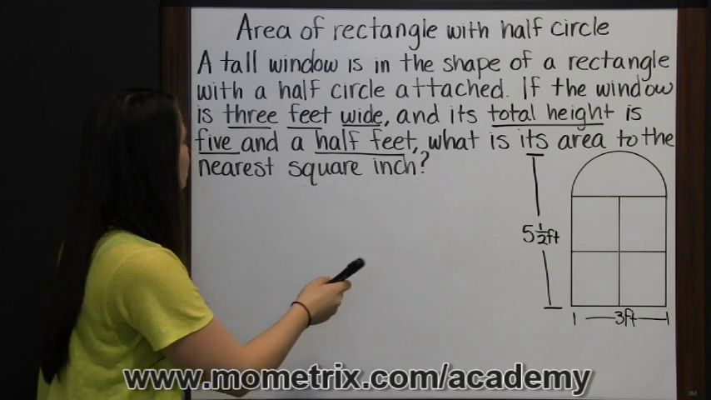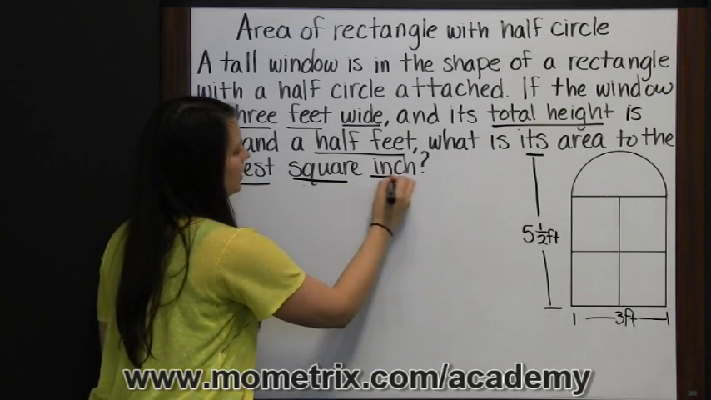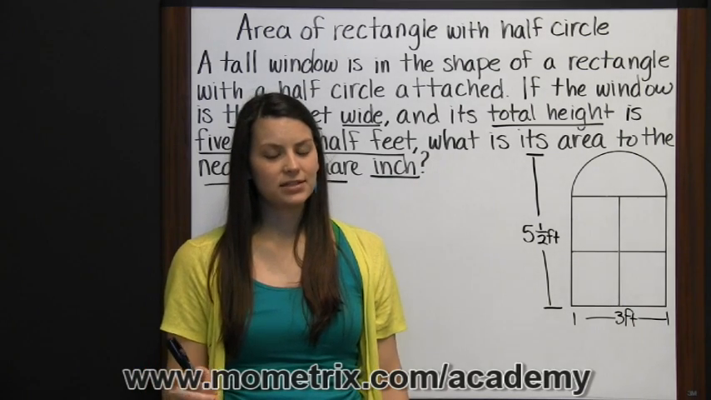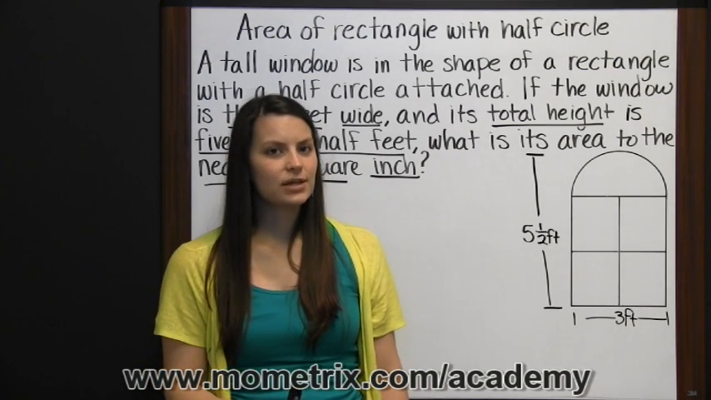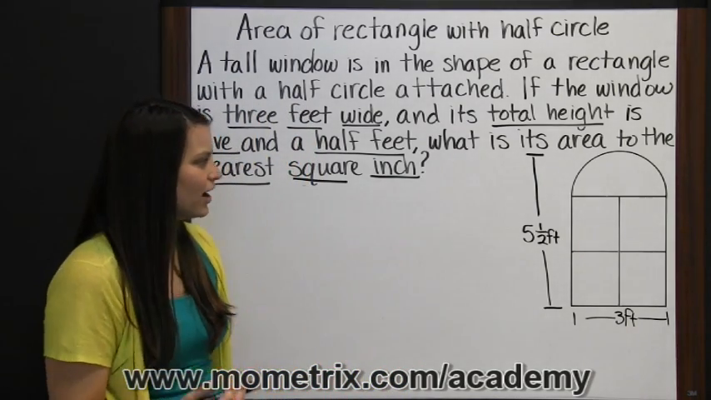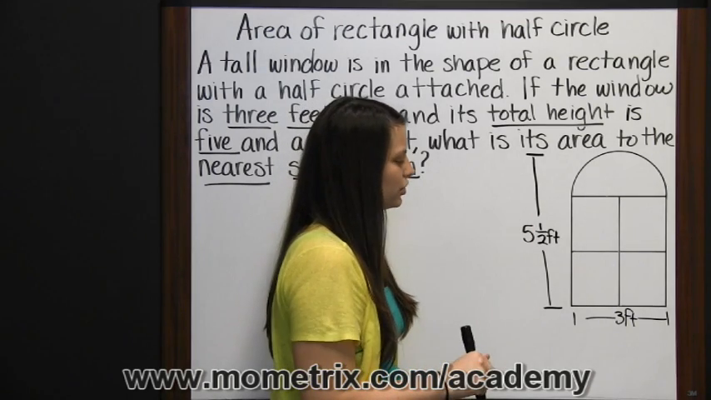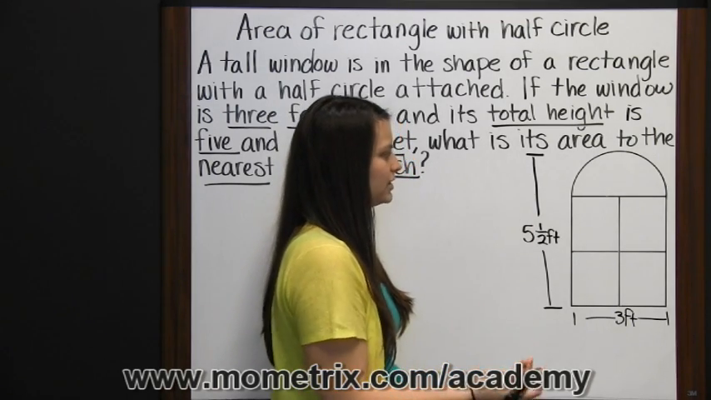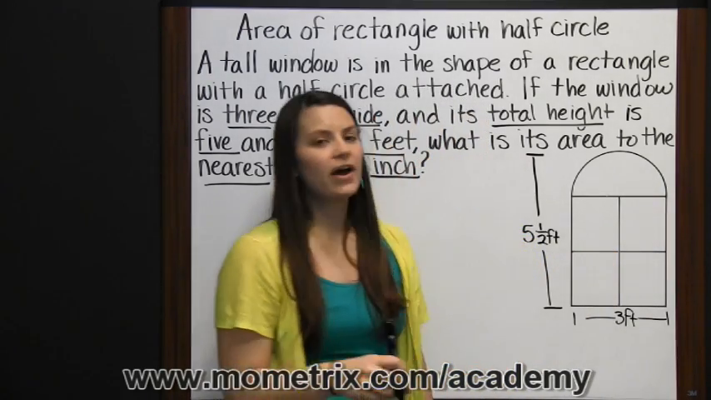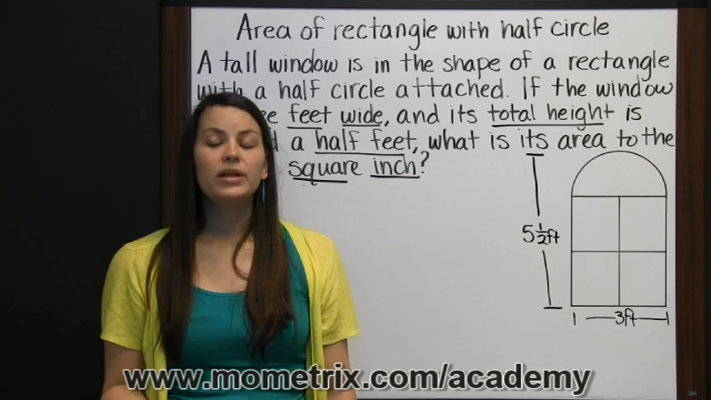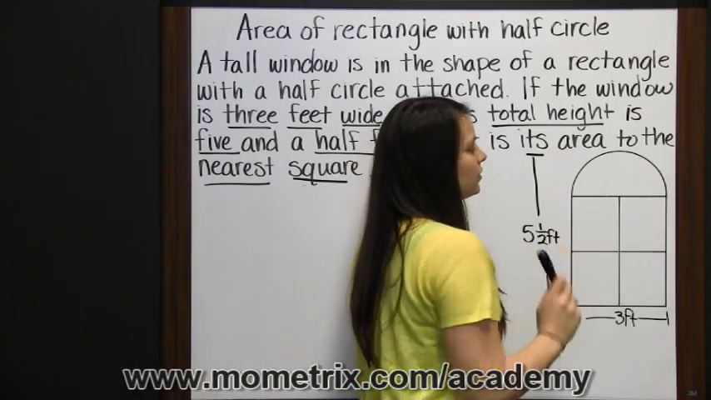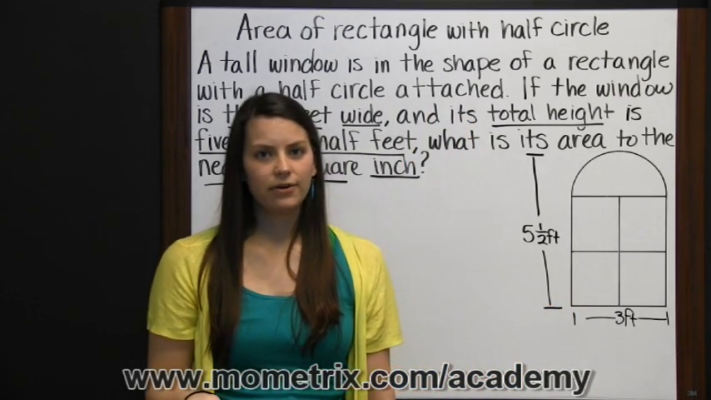It says, what is its area to the nearest square inch? Well, that's important since all of our dimensions were given in feet. So we're going to have to do some conversions before we can do area. But before we even get to that, we need to figure out these different parts of our picture. Our picture is made up of this rectangle and this half of a circle. So to find the area of the whole window, we need to find the area of the rectangle, then find the area of the half circle, and add those areas together.